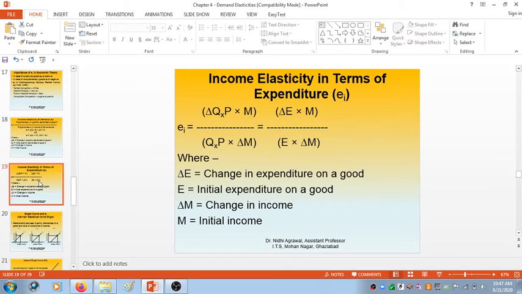Okay, so let's focus on this part. Here we are multiplying the denominator and numerator with price, and delta qx multiplied by p is converting into delta E. E is used for expenditure. Similarly, in the denominator, qx multiplied by p is converting into E. So symbolically, the meaning of these symbols is: delta E equals change in expenditure on a good, initial expenditure on a good is E, delta m equals change in income, and m equals initial income. Okay.